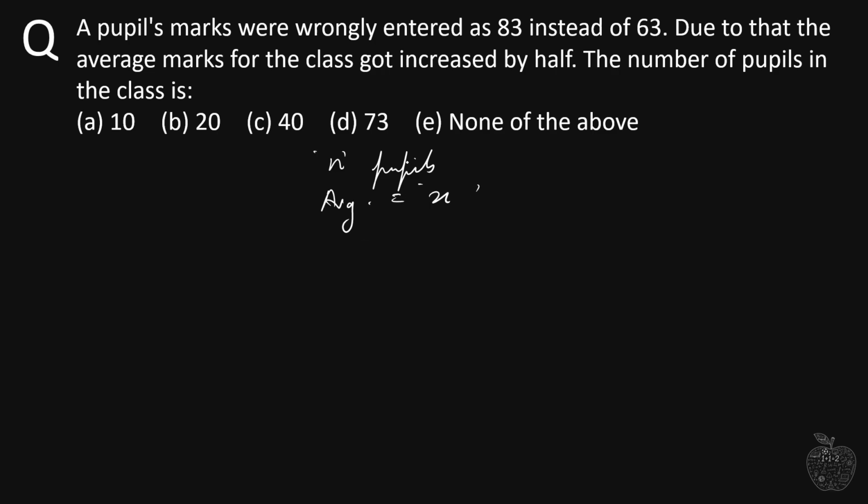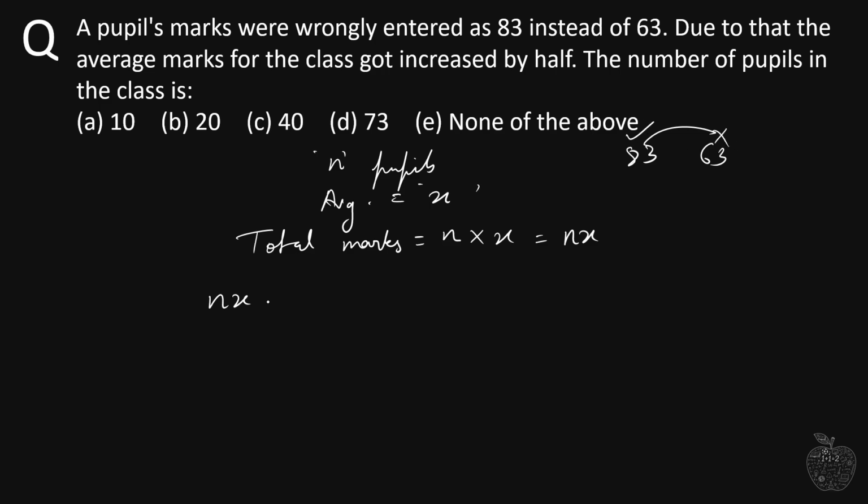So if there are n pupils and the average marks is x, what will be the total marks? There are n pupils and on an average they got x marks each, so the total will be nx. Now it is said that a pupil's marks were wrongly entered as 83 instead of 63, so that pupil got 83 and not 63.